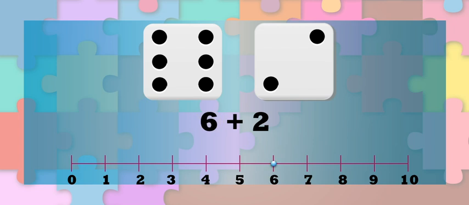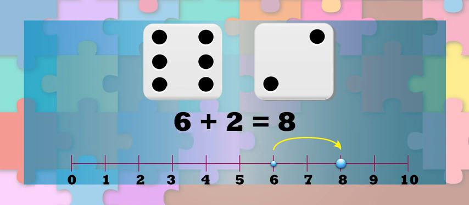Next, count on from there based on the value of the second number. So we start at 6 and count 2 spaces to the right. This gets us to 8, which is the sum of the two numbers. Our addition statement now becomes this equation. 6 plus 2 equals 8.